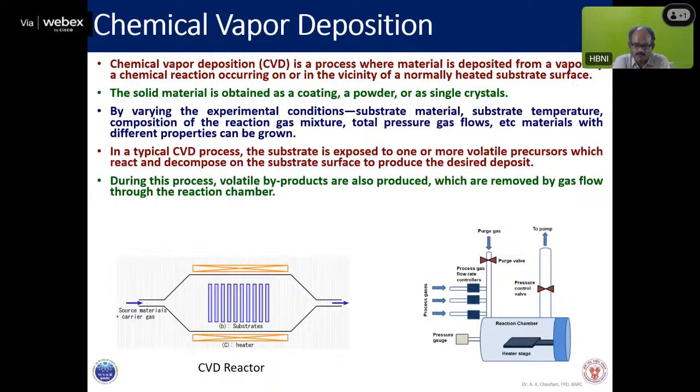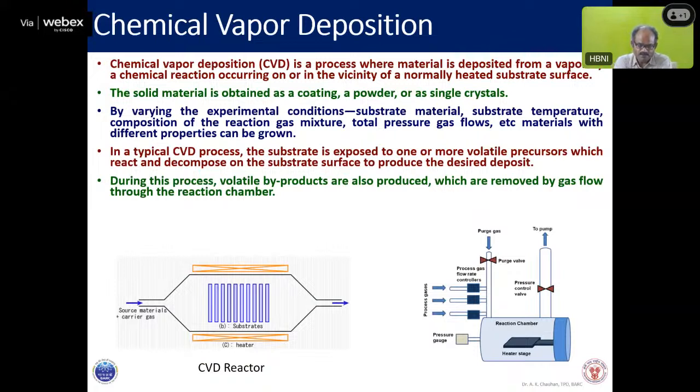Then we come to chemical vapor deposition. Chemical vapor deposition is a process where material is deposited from a vapor by a chemical reaction occurring on or in the vicinity of a normally heated substrate surface. The solid material is obtained as a coating, a powder, or a single crystal. By varying the experimental conditions, such as substrate material, substrate temperature, composition of the reactant gas mixture, total pressure and gas flow, material with different properties can be grown.